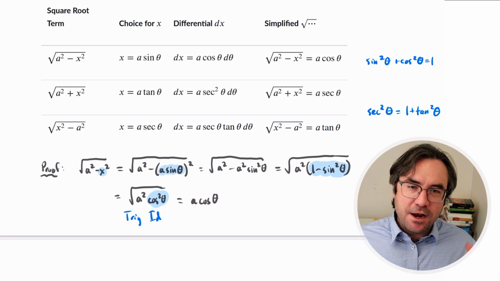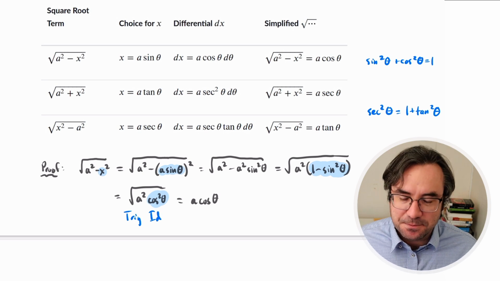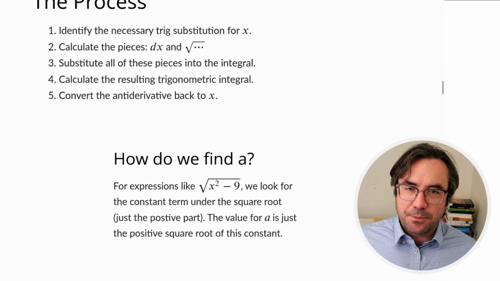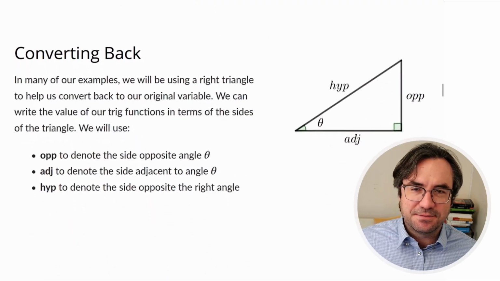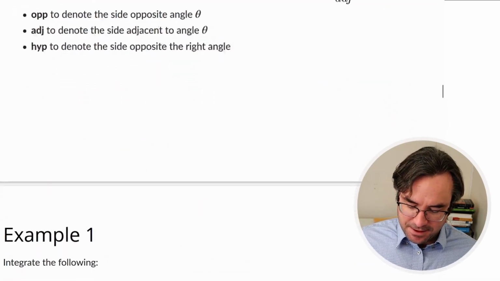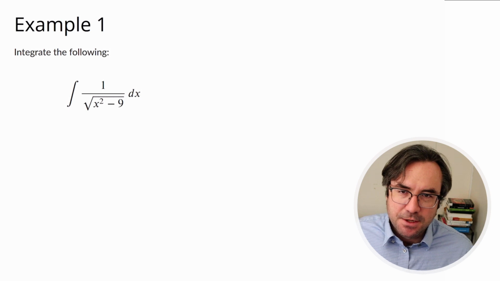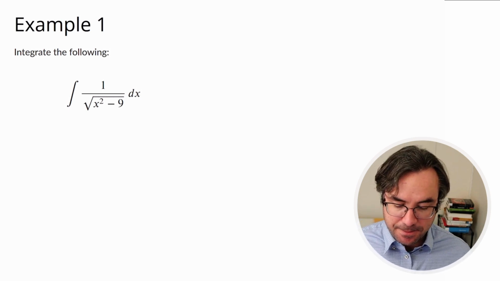All right, so enough with the description here. Let's actually try an example. And we'll probably talk about the detailed process in class a bit, and some of this other stuff. We're going to look at example 1. Give this one a try. So we've got the integral of 1 over square root x squared minus 9.